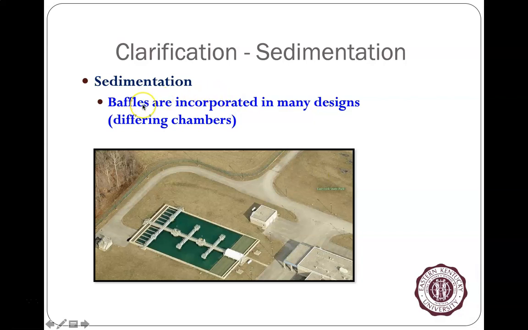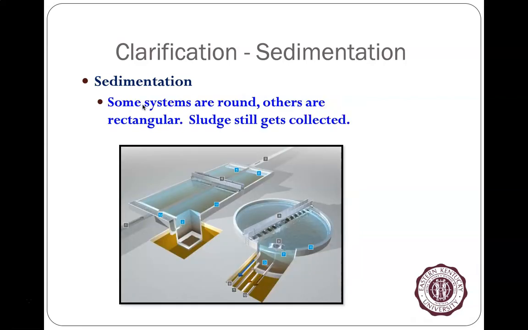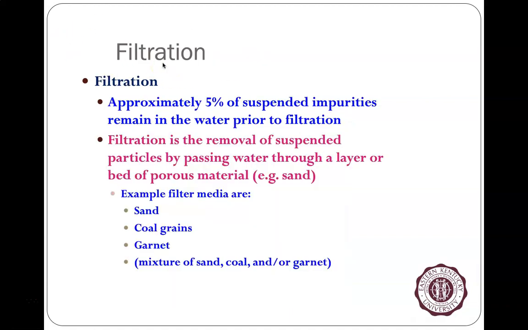Some plants have baffles. Other plants have what are called tube settlers, where the water rolls across a bunch of little pipes that make it ripple at the bottom, and that causes the sediment to more easily fall out and be sucked away. Again, there are systems that are rectangular. There are systems that are circular. Ultimately, the sludge still gets collected. The goal in this process is clarification. We're trying to clarify or clear the water up. We're clarifying it.